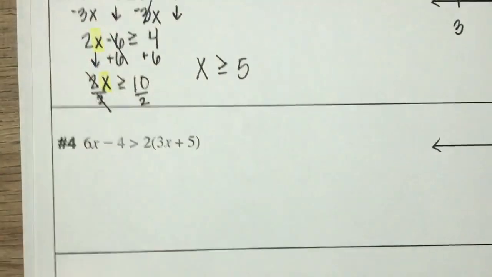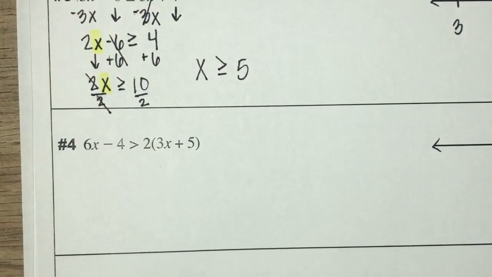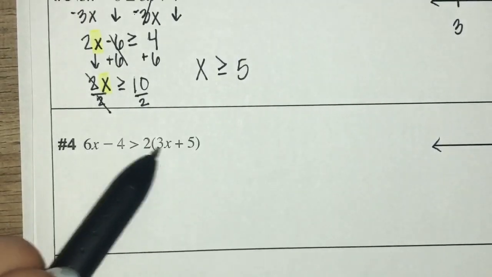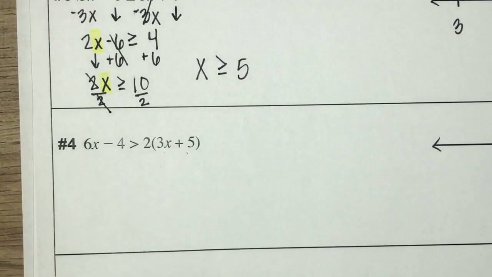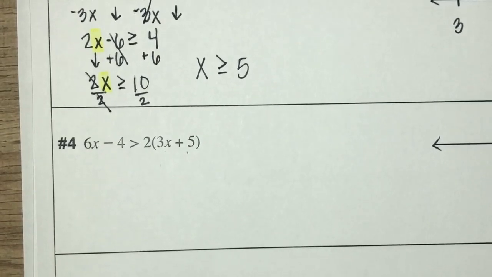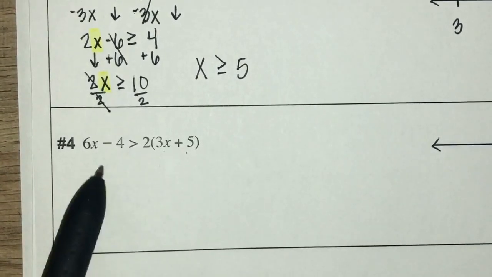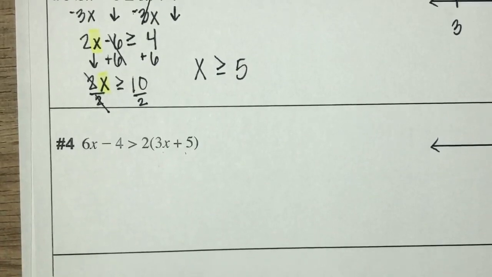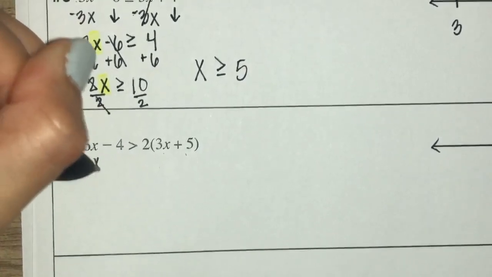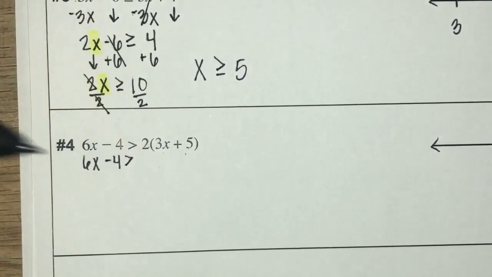Example 4 is 6x minus 4 is greater than 2 times 3x plus 5. So we have variables on two different sides of the equal sign. We definitely want to get them together, but we can't yet because this right side is not simplified. The left side is. I can't combine the 6x minus 4, so I'm just going to drop that down. And then is greater than.